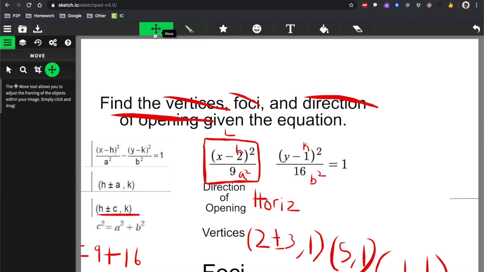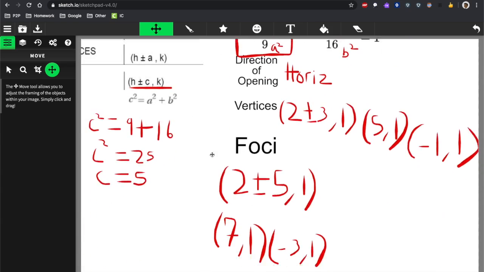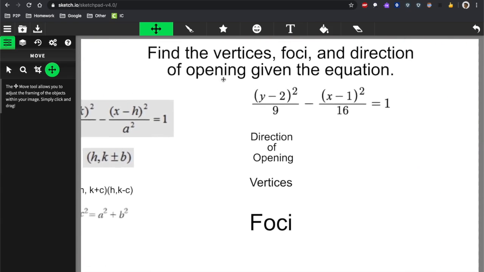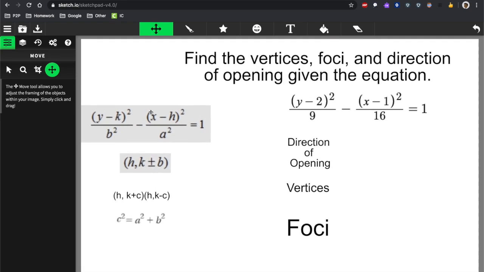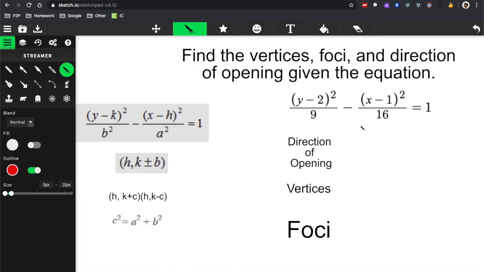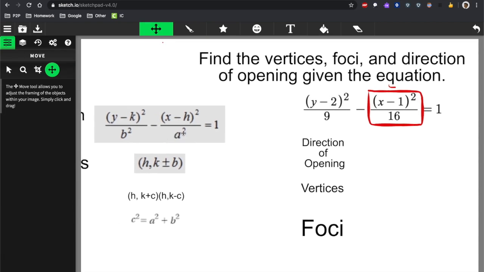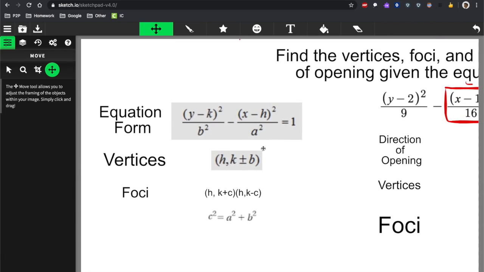Ta-da! Now we've got to move on to the next question. This next question is asking us to find the vertices, foci, and direction of opening given the equation. Same thing, right? Wrong. Remember how I told you guys that if this L term is negative, then it's going to be a vertical hyperbola. So now we have a whole new set of equations that we have to use to find the different values that are inside of our hyperbola.